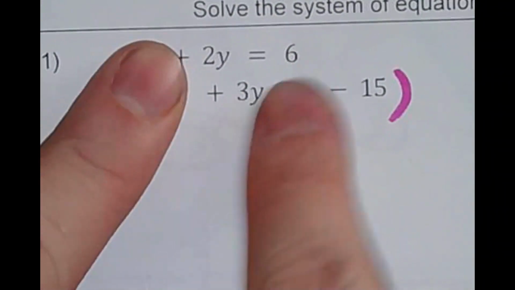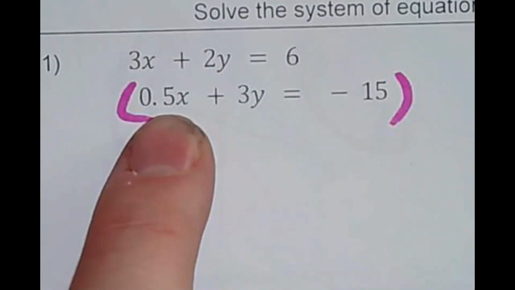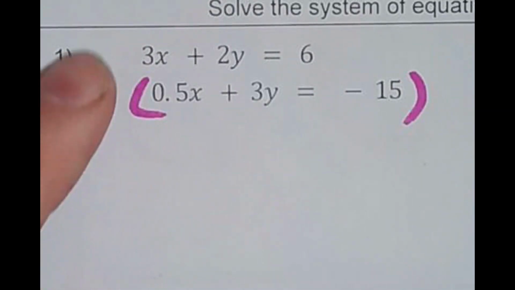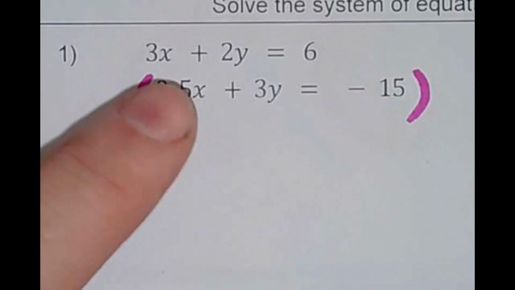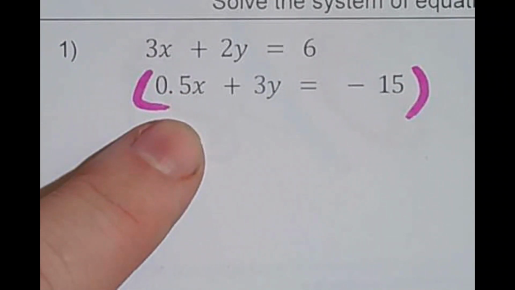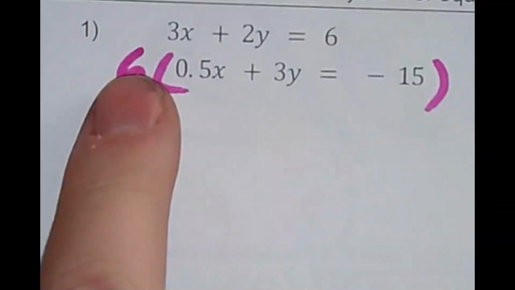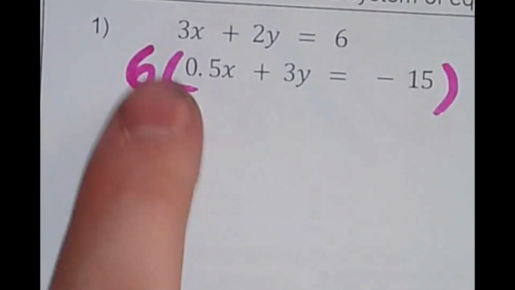Or if you want to get rid of the y's, you can multiply by 3 and 2. That's another trick we showed later. There's many ways to solve this, but my question for you is, how do you turn a 0.5 into a 3? In other words, what is 3 divided by 0.5? The answer is 6. Yeah, if we multiply by 6, you can actually turn a 0.5 into a 3.